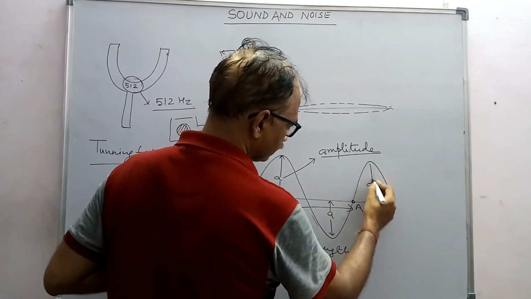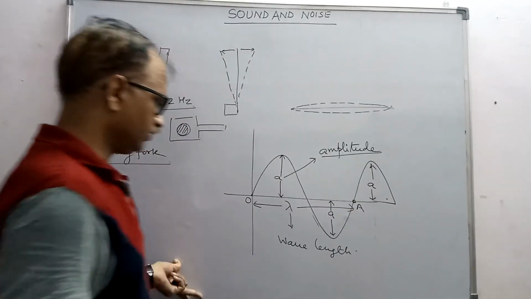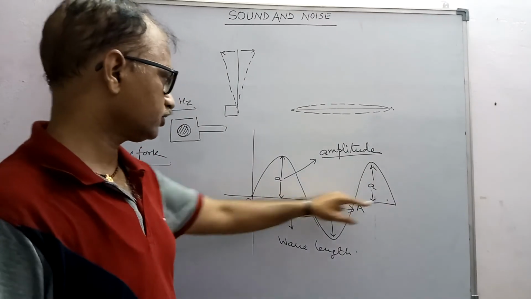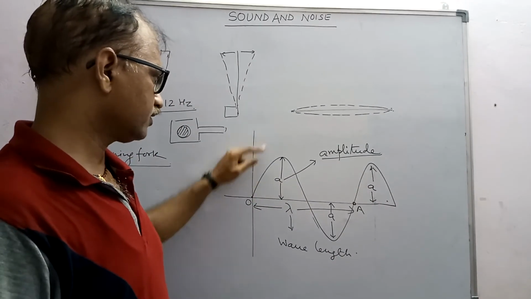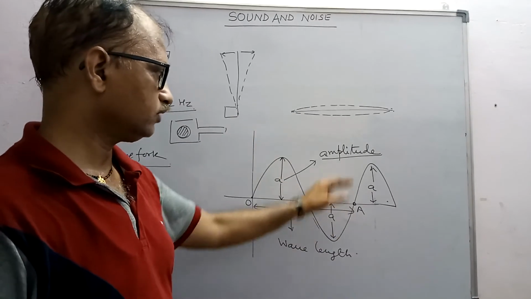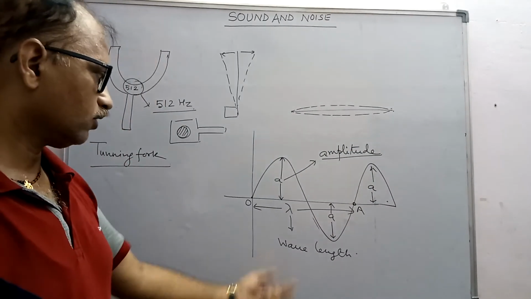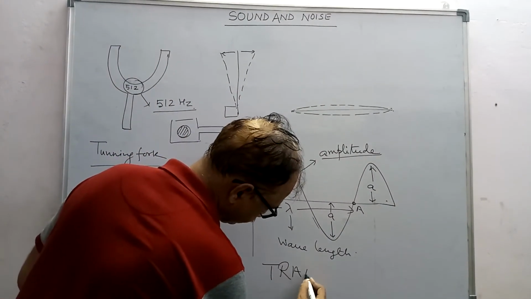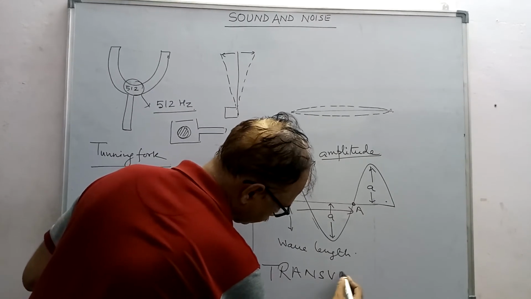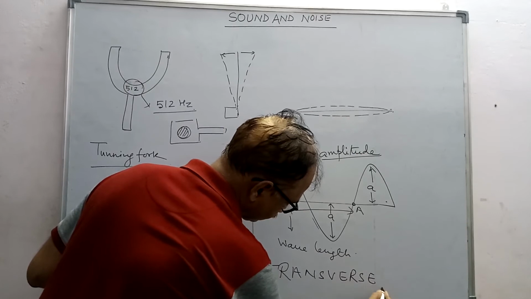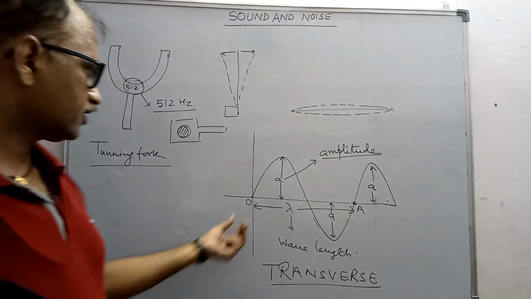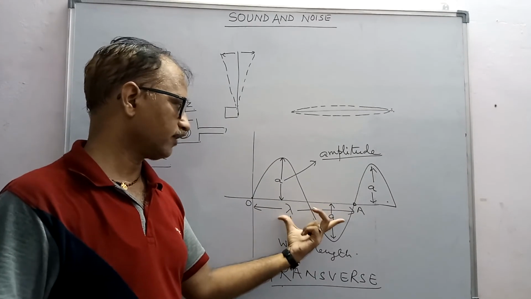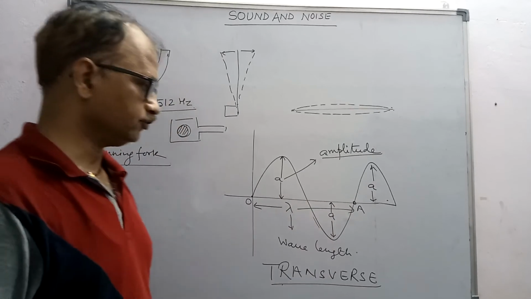This is an amplitude. So amplitude means maximum displacement. This is the initial position of the wave, and when the wave is produced, it goes above, then below, then above, then below, like this. Such a wave is called a transverse wave. This distance, one above, one below, is called wavelength. This maximum displacement is called amplitude.